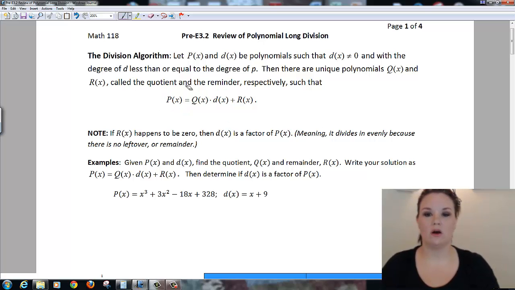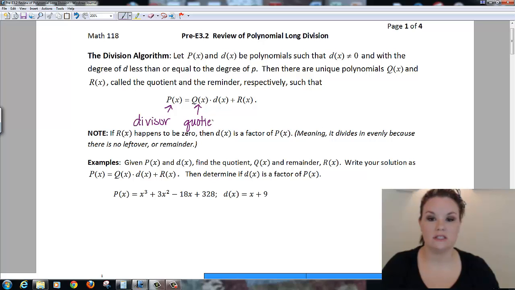So I'm going to write out what all this stuff is in terms of long division. Okay, D of x is our, oh wait, I got these wrong. Hold on. D of x is our divisor. P of x is our dividend. Q of x is our quotient. And R of x is our remainder.